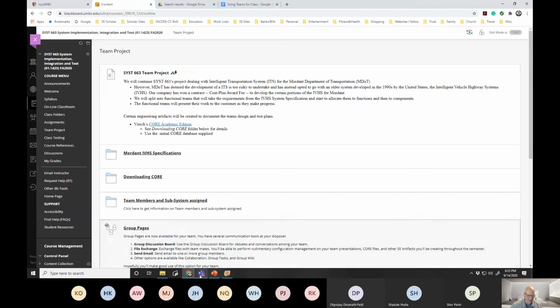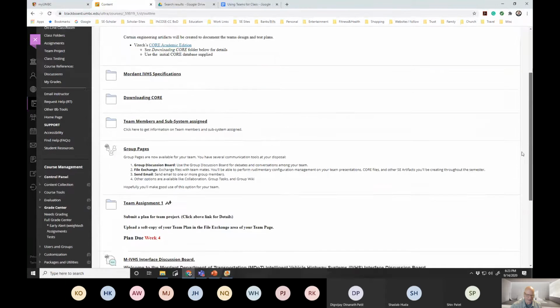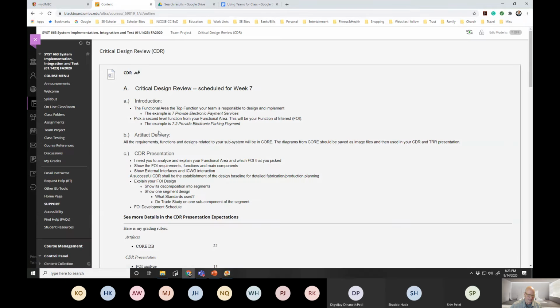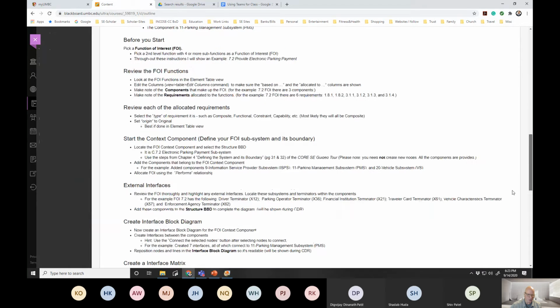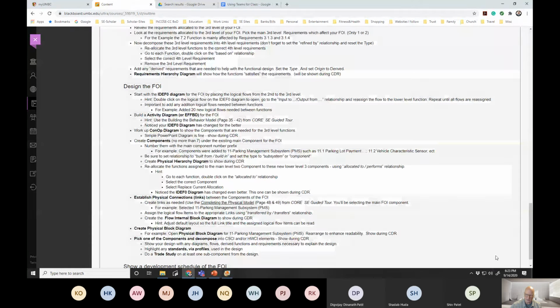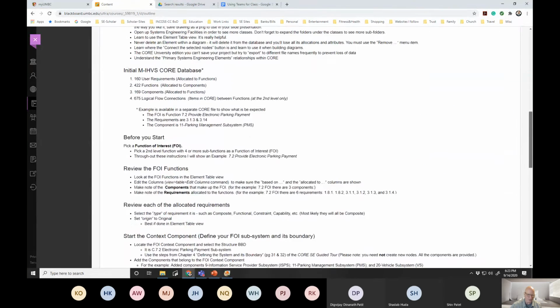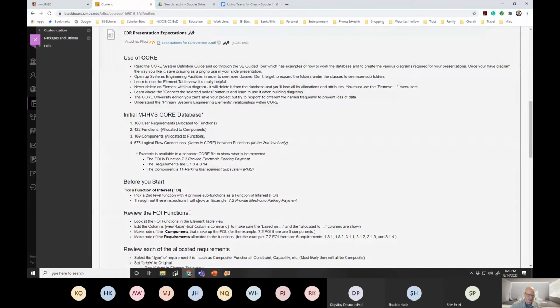Let's see if everybody's in now. Don't forget, down here, I should move this up, but for your CDR I have all my expectations. This covers the use of CORE and going all the way down to showing a schedule. I discuss how to actually design your FOI once you choose it. So the next thing you need to do is pick your FOI. I'll let you read this as a team.